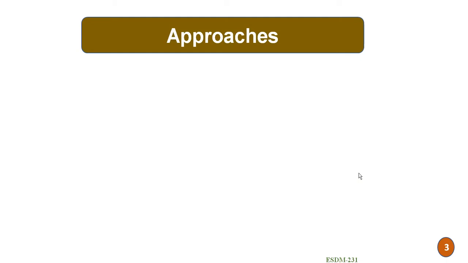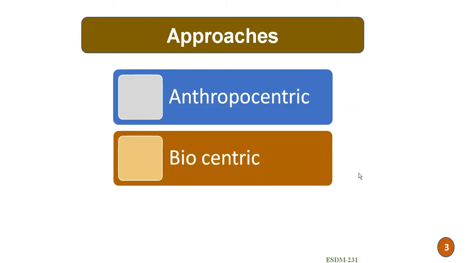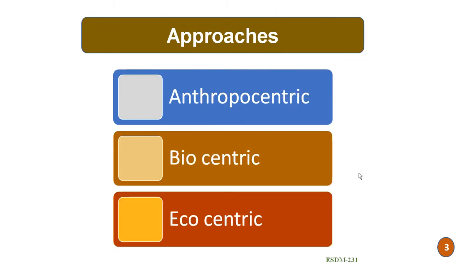Then, what are the different approaches of environmental ethics? First one is the anthropocentric approach. Second one is the biocentric approach, and third one is the ecocentric approach. So these are the three types of approaches of environmental ethics. Let us see them one by one in detail.